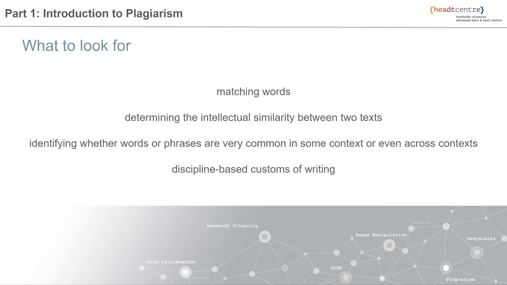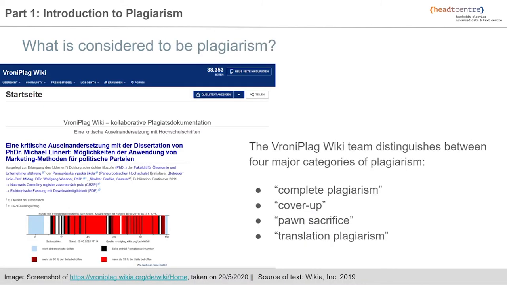Reusing texts is in some disciplines more common than in others. This has to be taken into account in determining what can be considered plagiarism. So-called plagiarism types or categories bring us a step closer to the goal. Examples of this come from the University of Guelph as well as from VroniPlag Wiki. You can see a screenshot of the VroniPlag Wiki website on the slide.